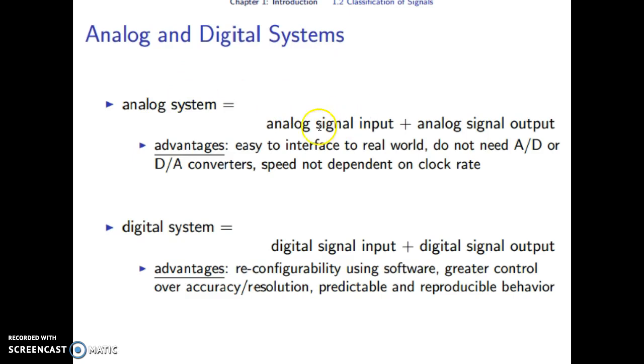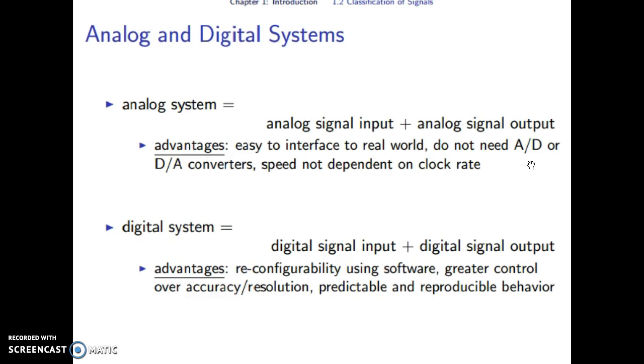An analog system means its input is analog and its output is again an analog signal. There are a lot of advantages to analog systems because they are easy to interface with real world systems and do not need any conversion like analog to digital or digital to analog converters. Their speed does not depend on the clock rate of the system. In real world applications, almost all systems are analog in nature.